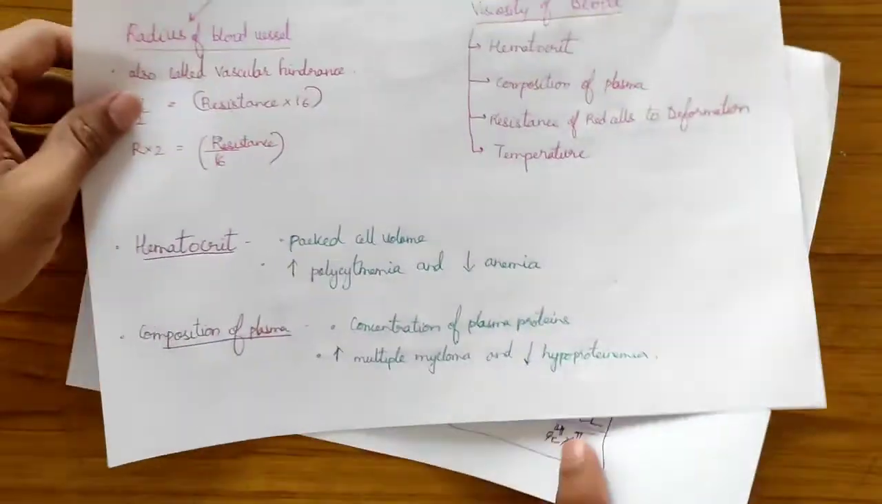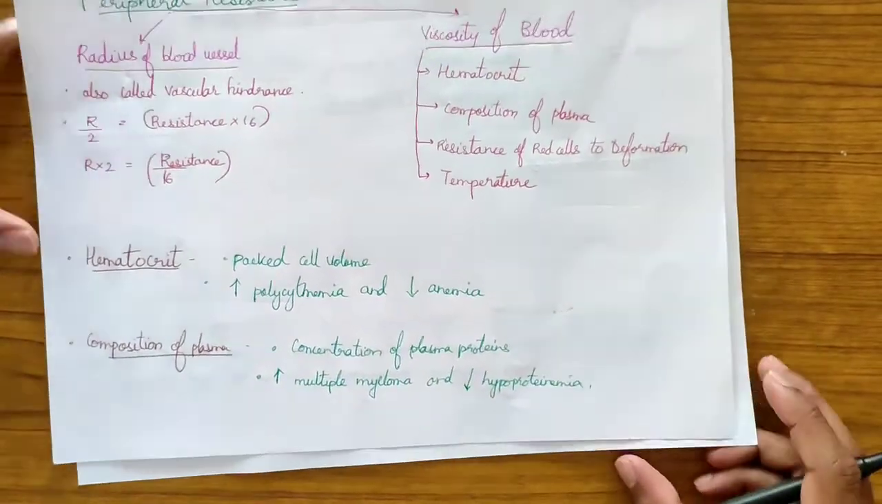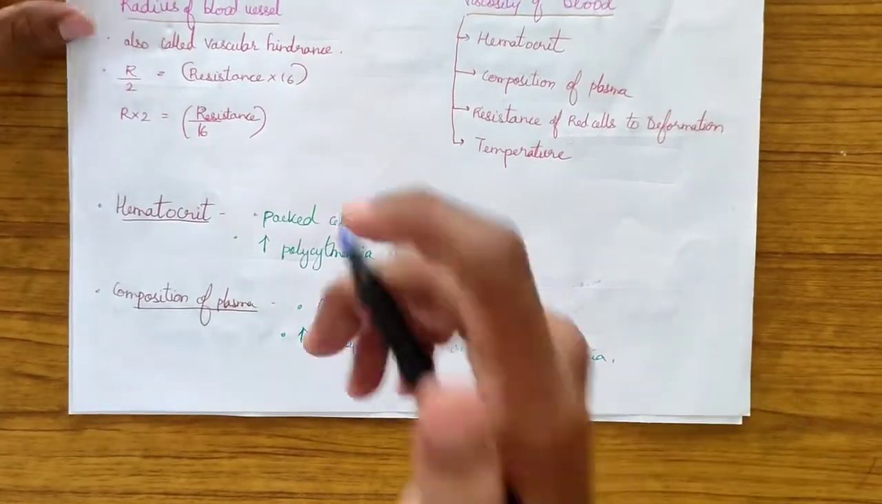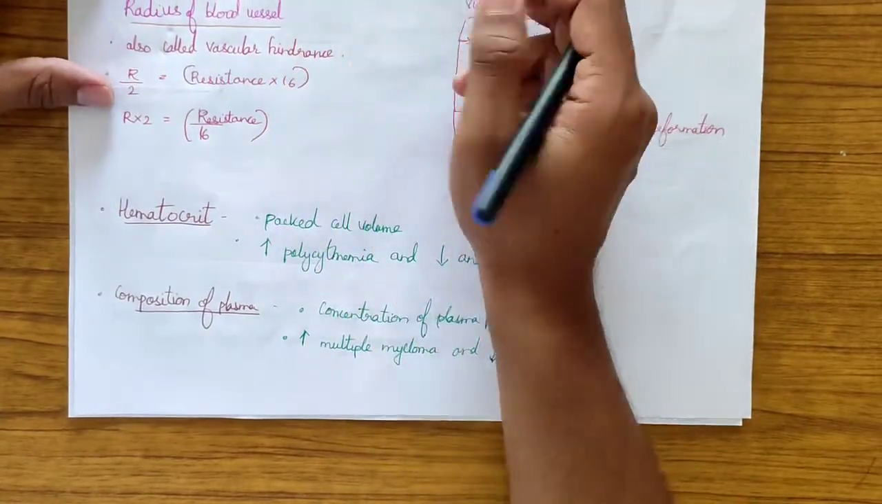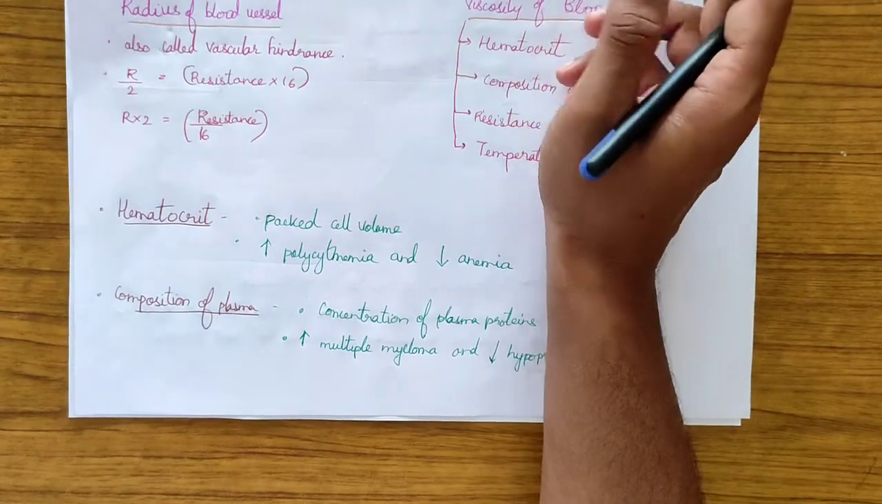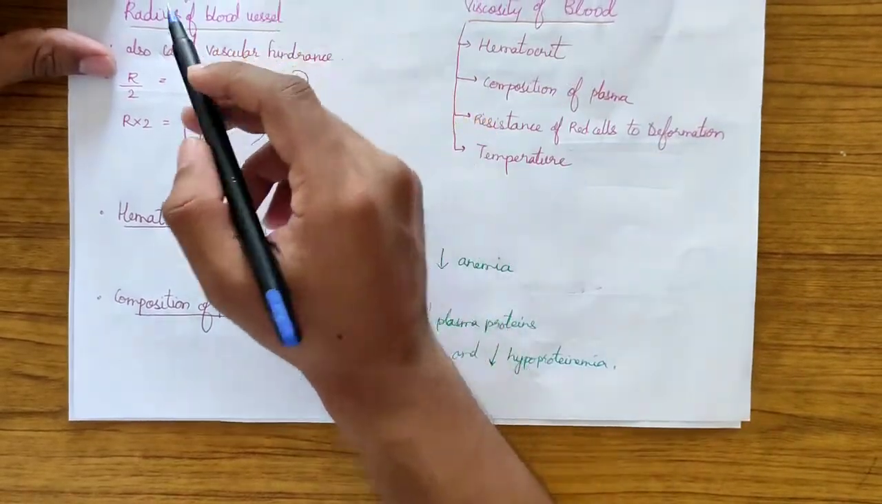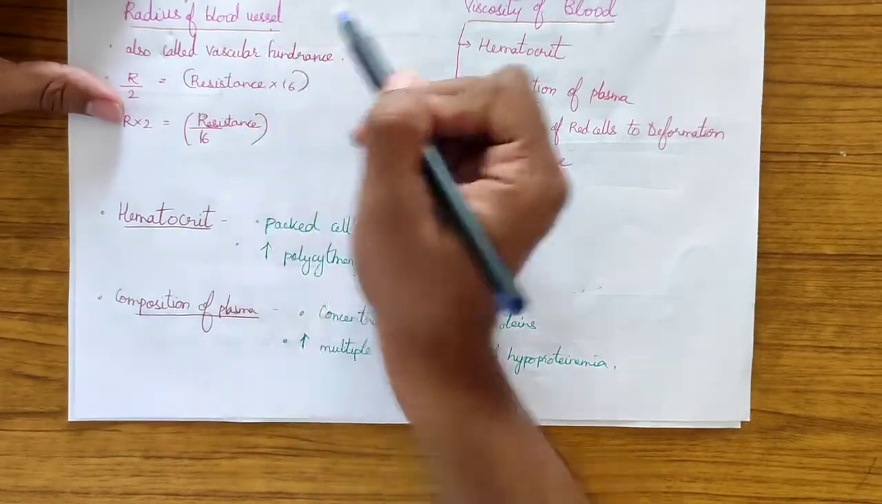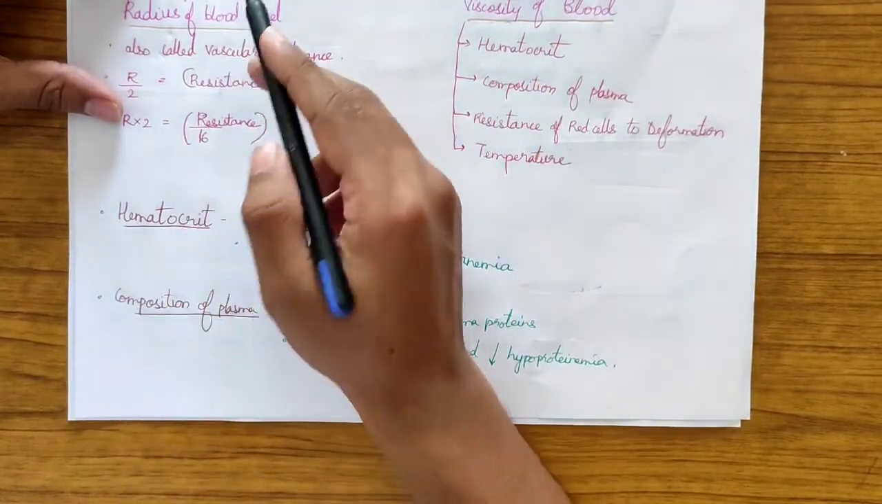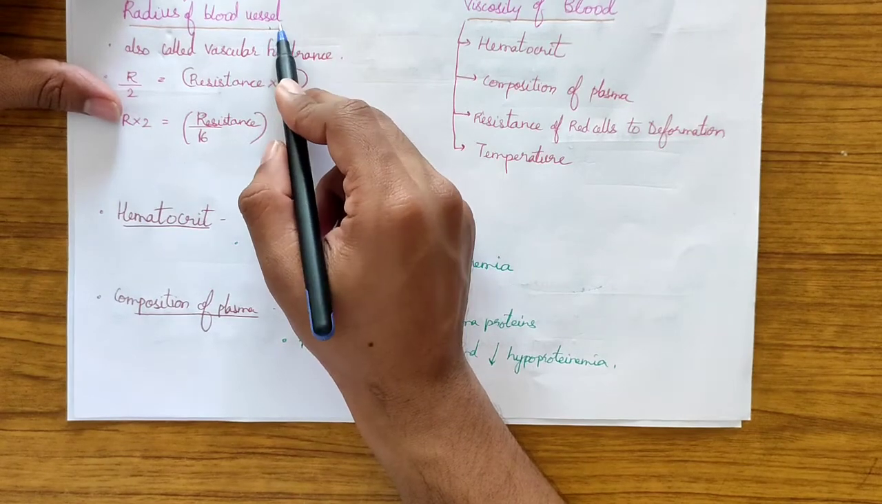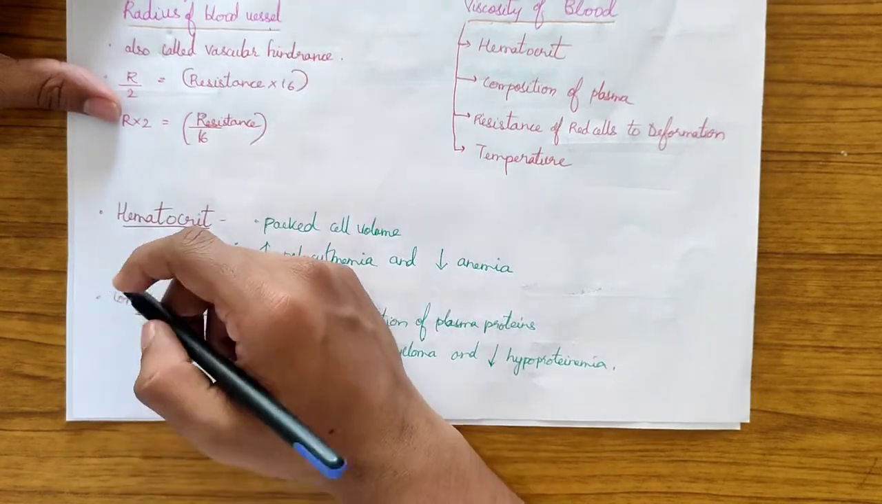So next we'll talk about the peripheral resistance. This peripheral resistance is nothing but the resistance offered by the vessel or the blood to the flow of the blood. So it can again be dependent on the radius of the blood vessel and the viscosity of the blood. These are the two major factors which affect the peripheral resistance.